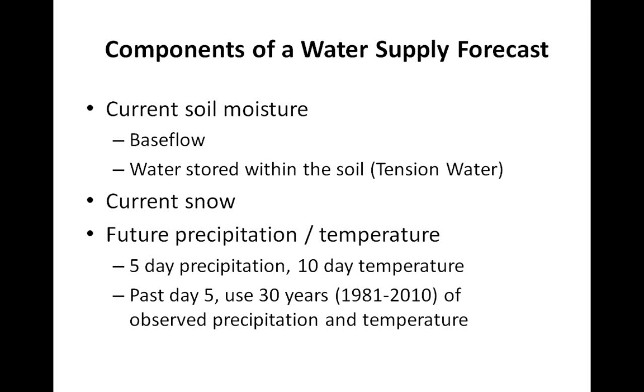The current snow, of course, is one of them that we all look at as well, how well our model is simulating the snowpack that's out there, and then the future precipitation and temperature. We only have 5 days of precipitation. We frequently call that QPF, which is quantitative precipitation forecast, and we have a 10-day temperature forecast. These tend to be probably a little more influential in the spring months once we've got into the runoff season than they are now. Once we get past the first few days, we then use the 30-year climate data, 1981 through 2010, observed precipitation and temperature in generating the forecast.